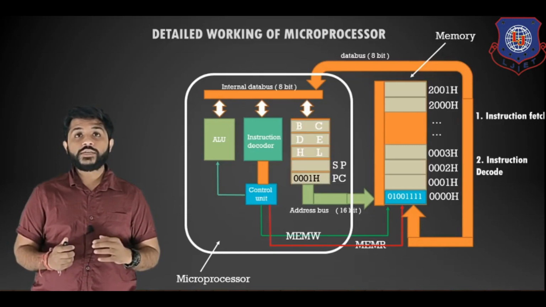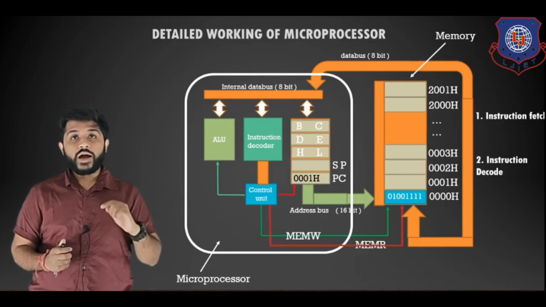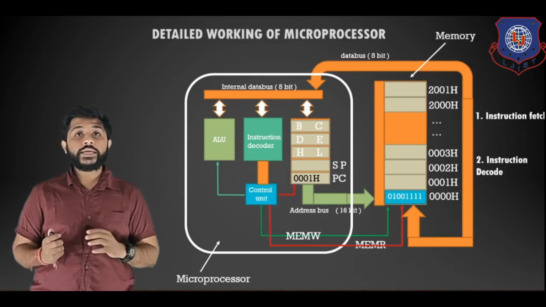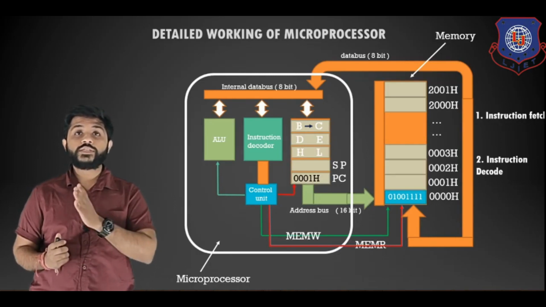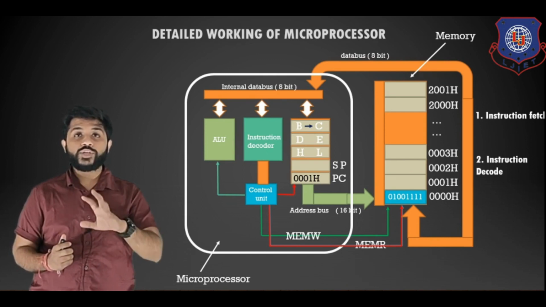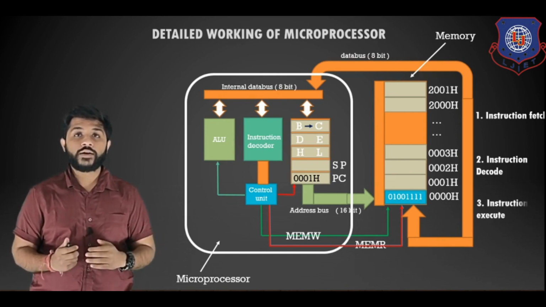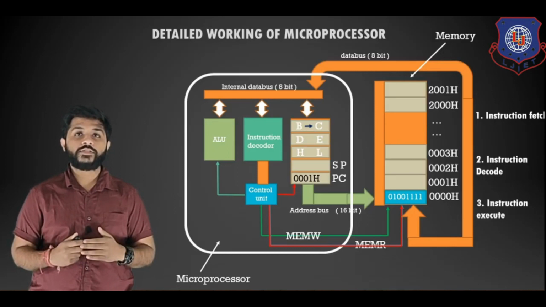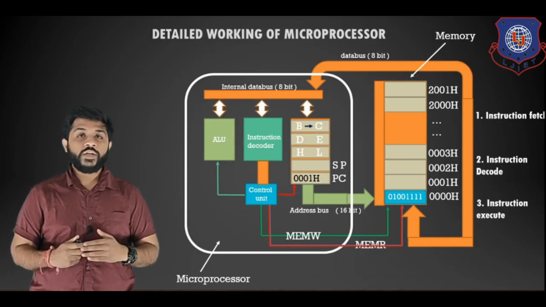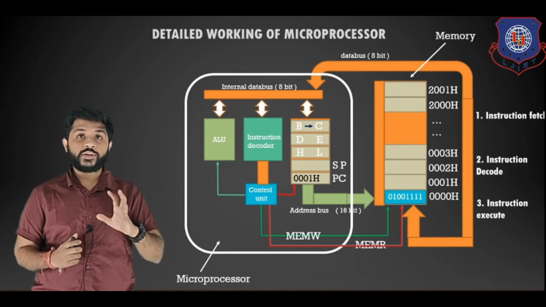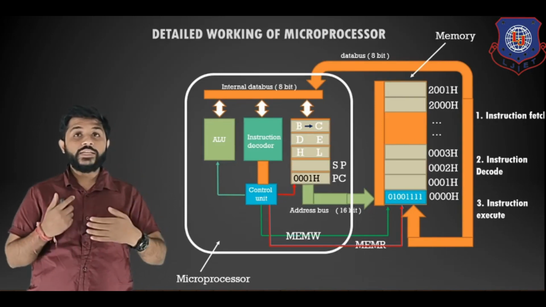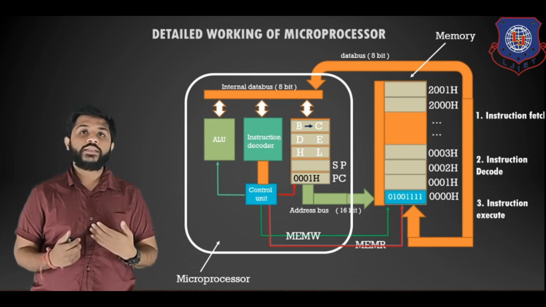The processor will send the control signals. After the control signals are sent, the data from register B will be moved to register C, so the execution of the instruction is done, and this process is known as instruction execution. So these are the steps done by the microprocessor when it performs instruction fetch, decode and execute.